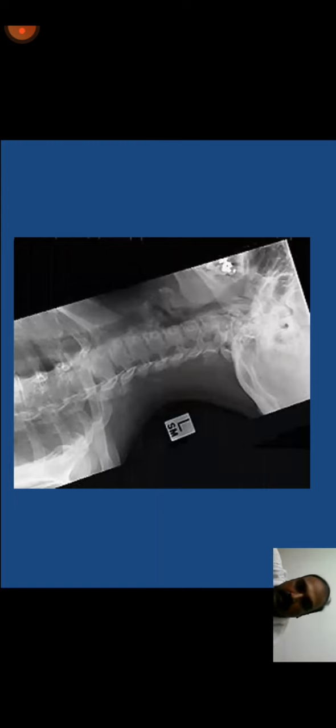Here we can see this is an oblique view. You can see the foramina here. It's a normal foramen. There is another normal foramen. There is another normal foramen. You can see that this foramen is narrow. So this is the C6 foramen. So this patient will be producing C6 radiculopathy.